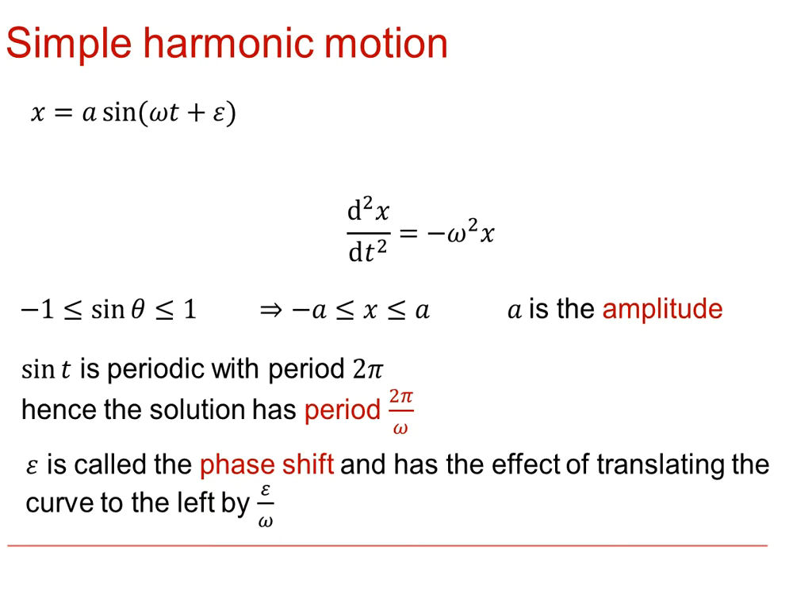Since sin theta varies between minus 1 and 1, then x will vary between minus a and a. Hence, a is the amplitude of the curve. Sin t is periodic with period 2 pi, hence the solution has period 2 pi over omega. Epsilon is called the phase shift and has the effect of translating the curve to the left by epsilon over omega.